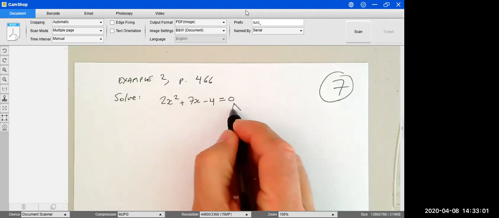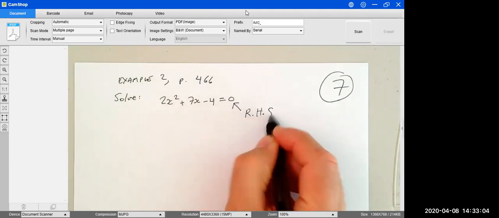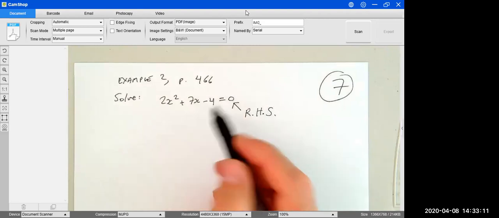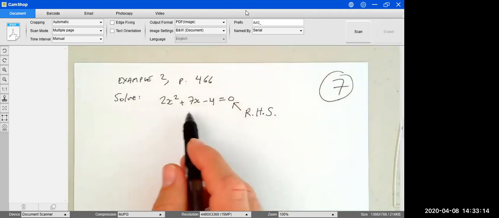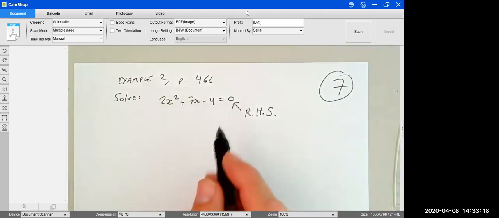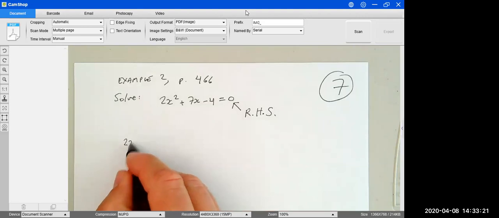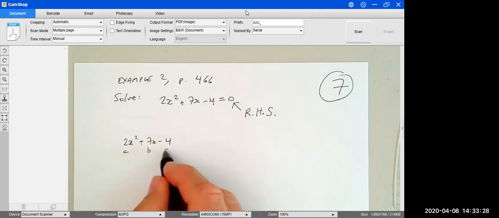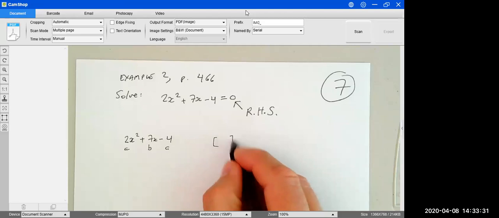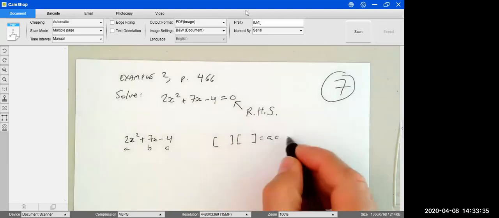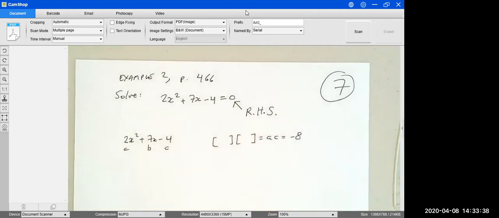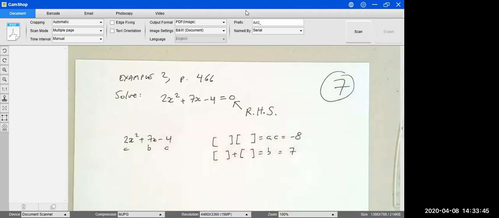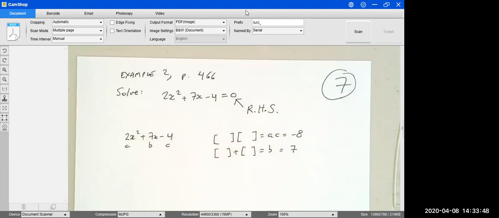You need to check all the time that your right hand side is zero. Otherwise, you need to move anything that is on the right hand side to the left hand side. So here we have a trinomial. The leading coefficient is not one, so we need to find the solution. So we're gonna write here my trinomial. So this is A, this is B, this is C. So I'm going to look for two numbers that when I multiply them, I get AC, which is in this case, negative 8. And those numbers, when you add them up, you're gonna get B, which is 7 in this case. So what are those numbers?